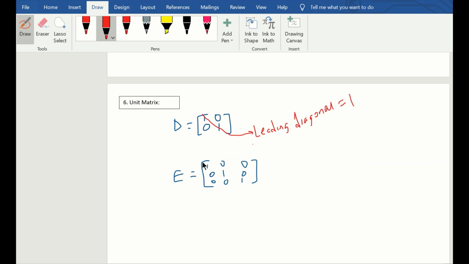Now, if you look at the leading diagonal, right here is our leading diagonal. It is equal to 1. We have 1, 1, 1 all through. This is the leading diagonal of this unit matrix. So what we are saying is that a unit matrix has a leading diagonal of 1, which means that all other elements in a unit matrix are 0, but the elements on the leading diagonal are equal to 1.